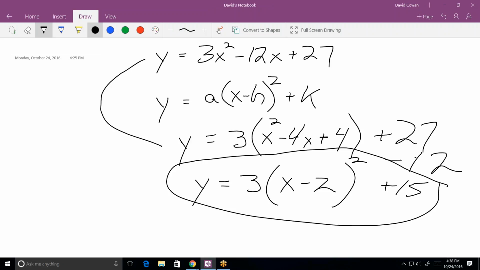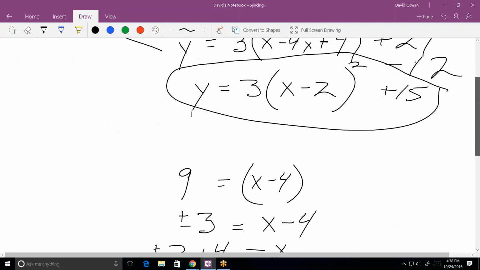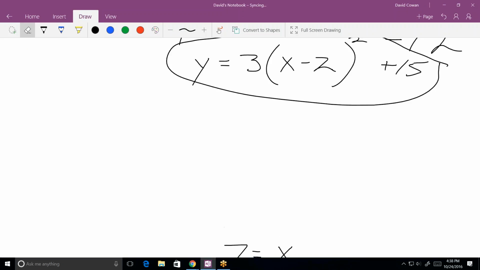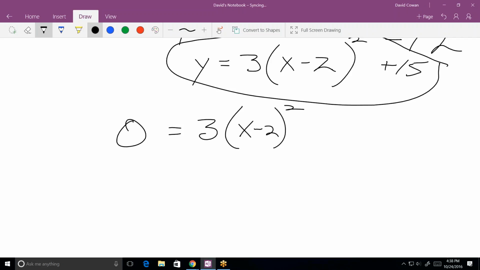Good. Now let's solve it. The one advantage in having it in vertex format is it makes it rather easy to solve for your zeros. We don't have to factor or anything. If we'd started from the beginning, I'd have to factor. But what I can do here is move this 15. I start by setting y equal to 0. Solve this.